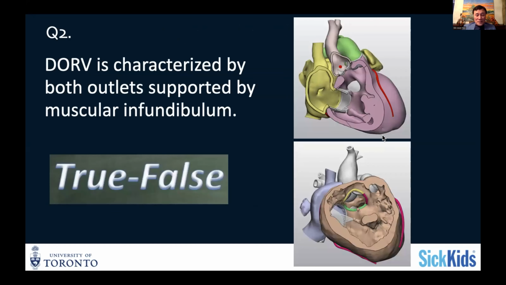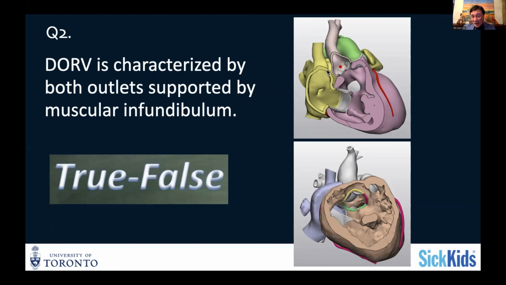So here is the answer to question 2, which is: double outlet right ventricle is characterized by both outlets supported by muscular infundibulum. Why is this hanging around all the time? Because when DORV was really beginning to be described in the pathologic literature, they found this frequently and defined DORV in such a way, and the old definition stays for very long, so that there is still a debate. But no question, this is not the prerequisite, as shown here.